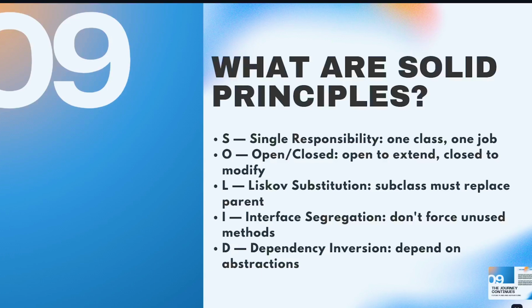The fourth word, which is I, stands for interface segregation principle. It means don't force classes to implement methods they don't need. If you have one big IAnimal interface with fly, swim, run and walk, a dog class is forced to implement fly, even though a dog cannot fly. Split it into IFlyable, ISwimmable and IRunnable interfaces. Classes only implement what they actually can do. So it's called interface segregation principle.